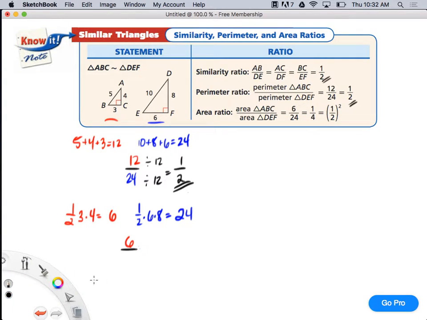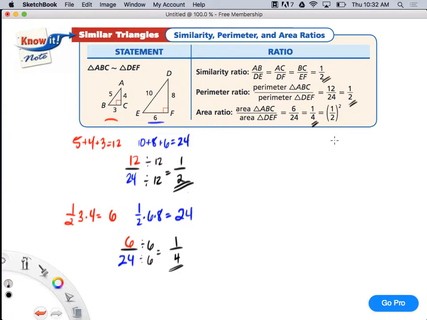We do 6 over 24, and we get 6 over 24. What's the simplifying factor? 6. 6 divided by 6 is 1. 24 divided by 6 is 4. Wait a second, that's completely different. Instead of 1/2, the area ratio is 1/4.